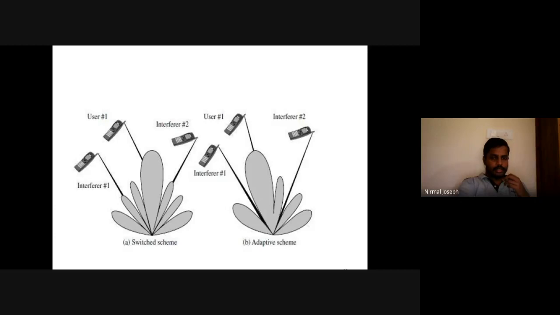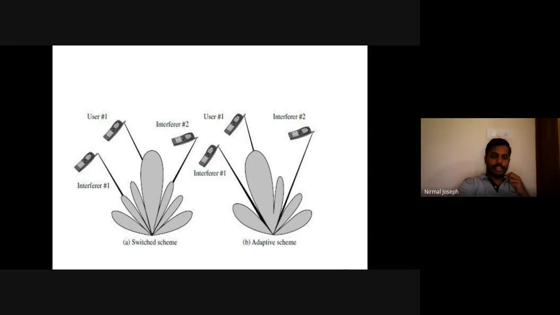So here you can see user 1 is located here, but since it is a switched scheme, it cannot completely focus onto the user. It can focus into the nearest available location only. The nearest available location is this, but the user is here, and the user is surrounded with two interferers also. So these minor lobes will be having interference with these interferers. Then this is the adaptive scheme.